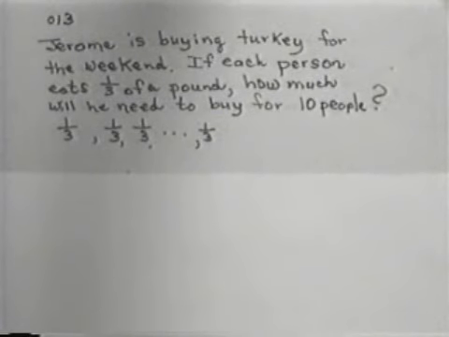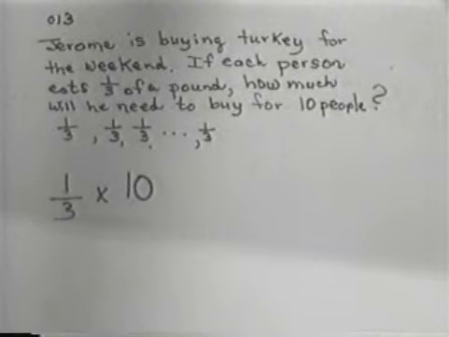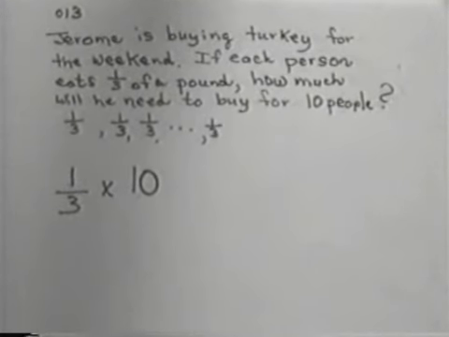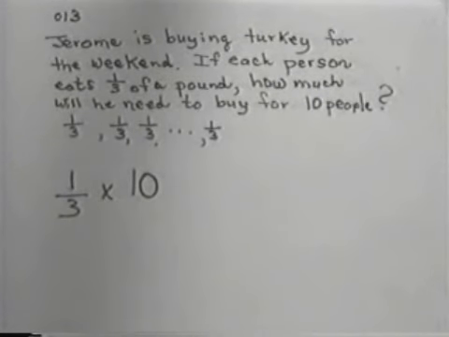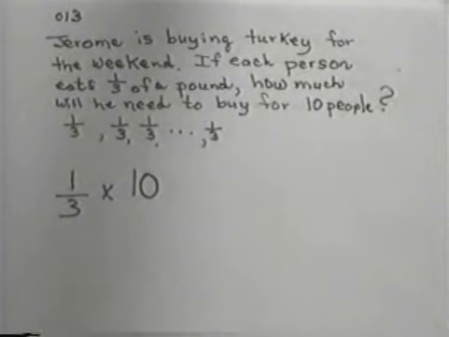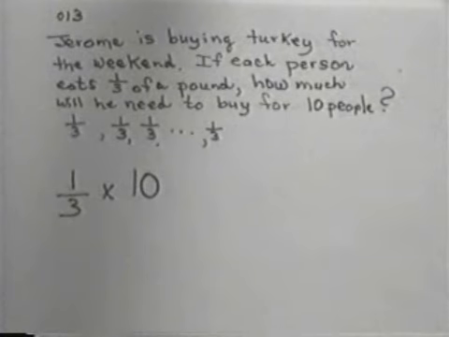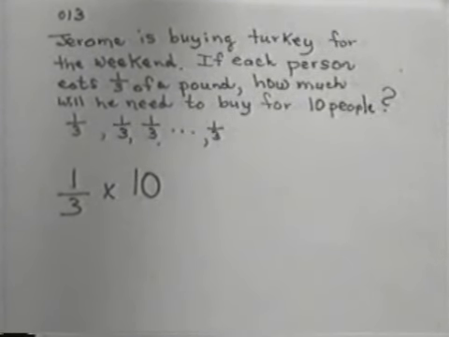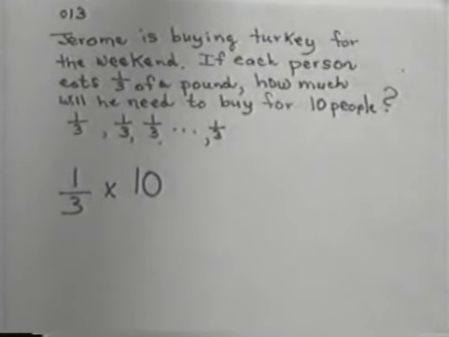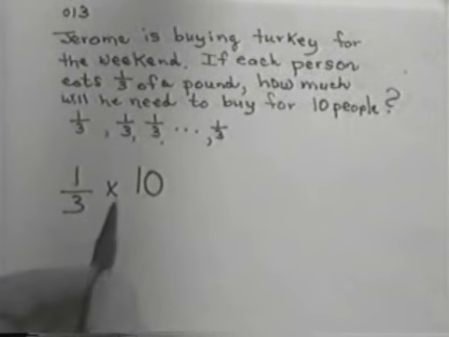What we're actually doing, though, when we write that 1/3 down 10 times, we're adding 1/3 to itself 10 times, or we can say we're multiplying 1/3 times 10. So this is an example where we're repeatedly doing the same thing over and over. In other words, each of those 10 people are going to eat 1/3 of a pound. So we're repeating that 1/3 10 times. When you have repeated addition, or you're doing the same thing over and over, you can solve the problem by multiplication. So let's do that.